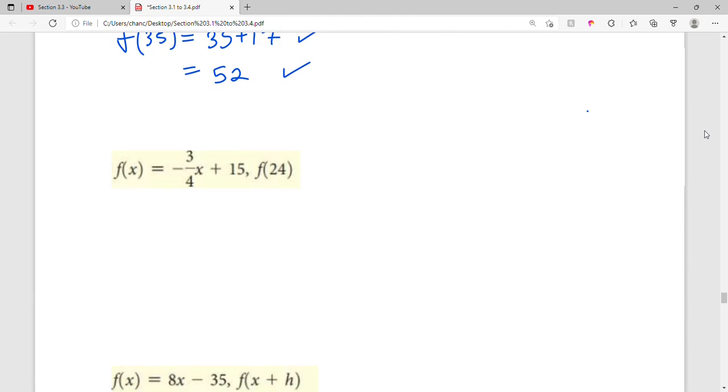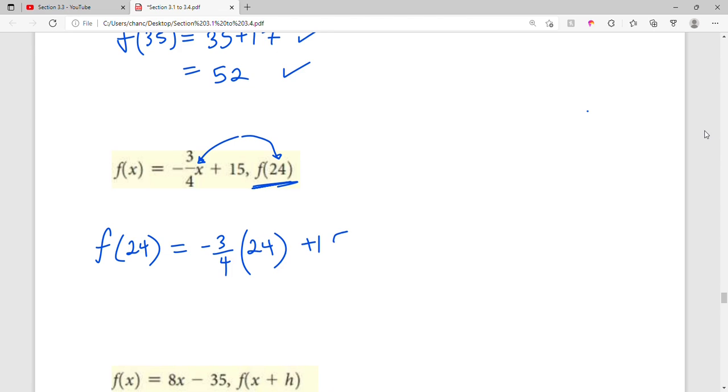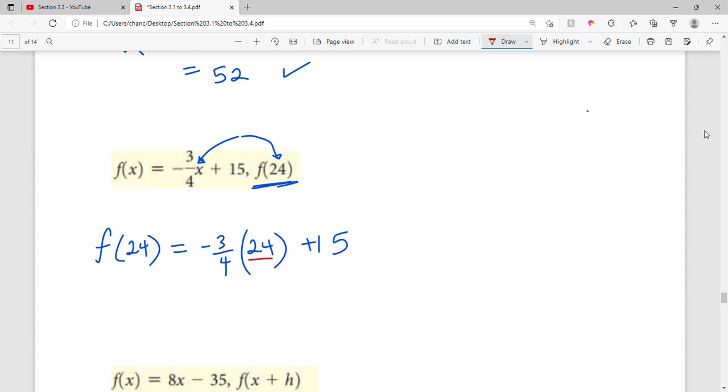In example 2, I want to find f of 24. Again, always write f of 24. Then you can replace that x with that 24. This is f of 24 equals negative 3 over 4 times 24 plus 15. And then I could reduce. I could put the 24 over 1 and we could reduce diagonally. 4 divided by 4 is 1. 24 divided by 4 is 6.